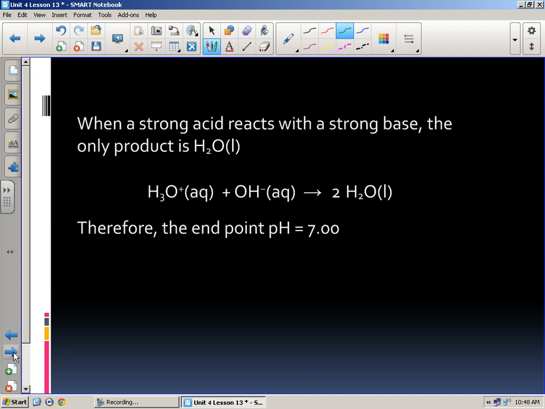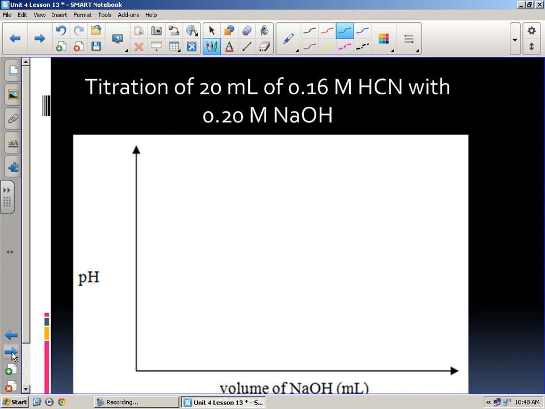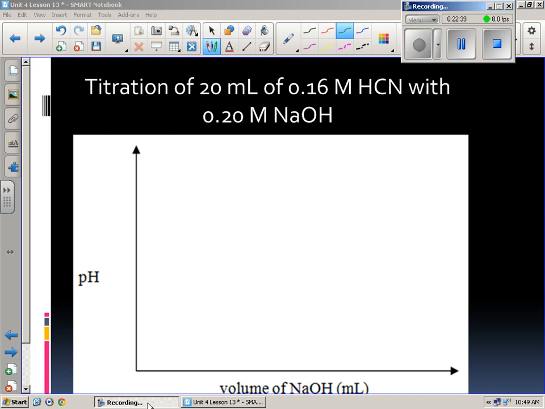When a strong acid reacts with a strong base, the only product is water. H3O plus and the hydroxide gives you water. Therefore, the endpoint is 7. Well, what happens when it's not a strong acid, strong base? So here's what I want you to do. Take a look at this question. Come up with the equation that goes with it. Start putting information in the right spot, exactly what we just finished doing, and solve for the equivalence point. Okay, go ahead.